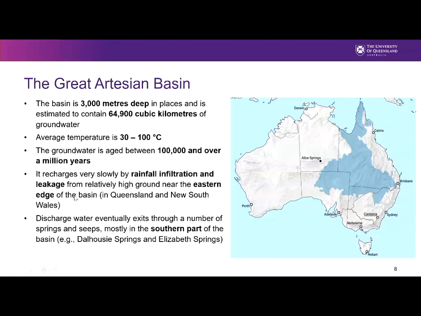So the inflow is coming from the Great Divide, Mountain Divide, and then recharge there, goes all the way through four states and coming out from the eastern part of the Northern Territory and in South Australia. So that's where the water comes out. And there are a few locations where the outflow is quite dominant, Dalhousie Springs and Elizabeth Springs. This one is 250 kilometers southeast of Alice Springs.